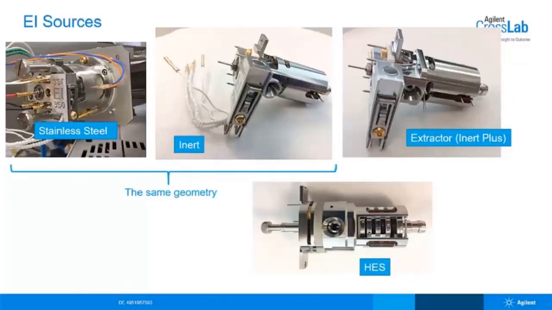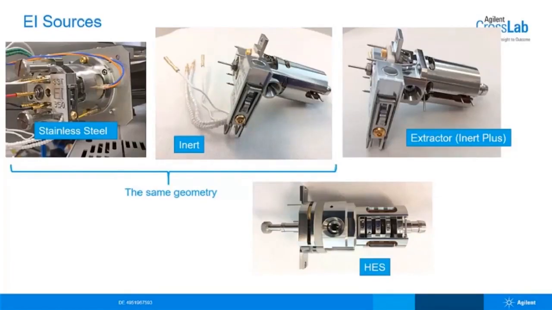Agilent has 4 sources. The stainless steel source in the top left has existed the longest. In the top center is the inert source, which has a similar geometry to our stainless steel source, but is made of an inert metal. Next, on the top right is the extractor source. This is also called the inert plus, and that has an ability to use an E-tune to pull more ions out of the source into the quad.